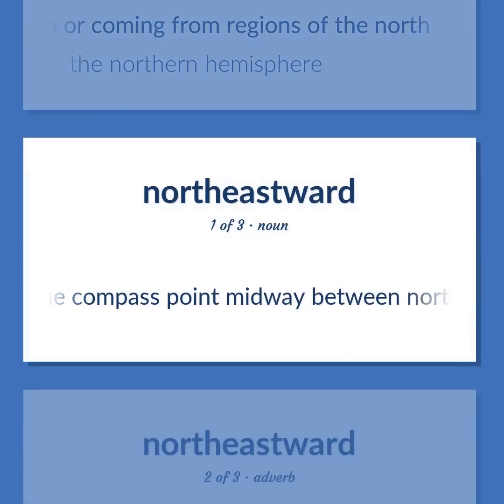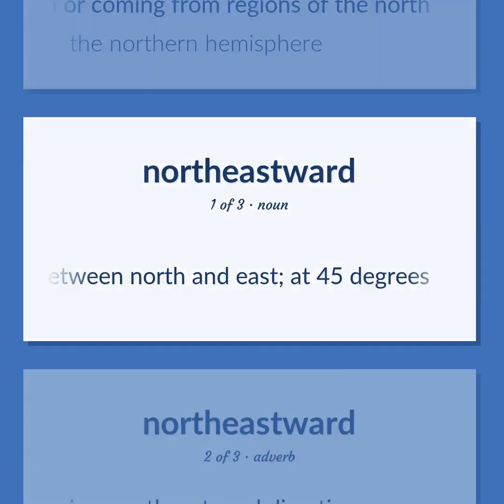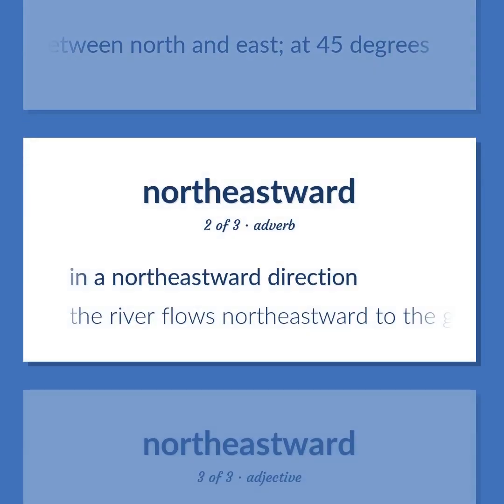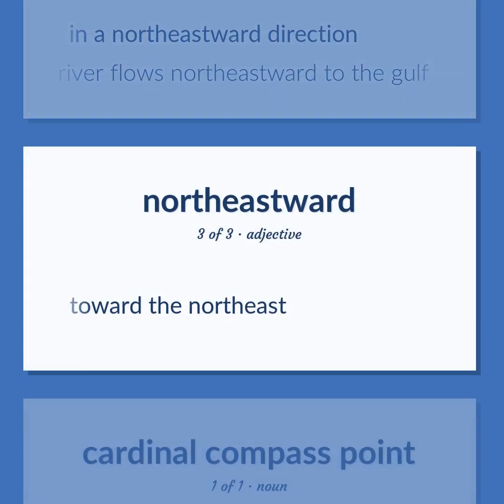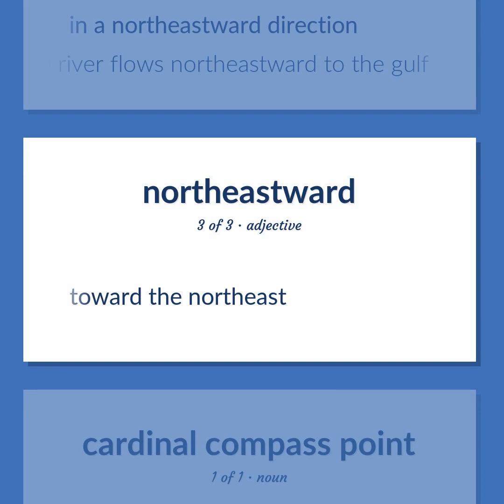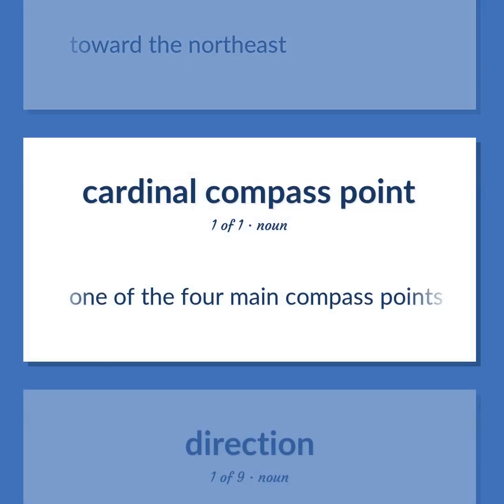The compass point midway between north and east, at 45 degrees. In a northeastward direction. The river flows northeastward to the Gulf. Toward the northeast. One of the four main compass points.